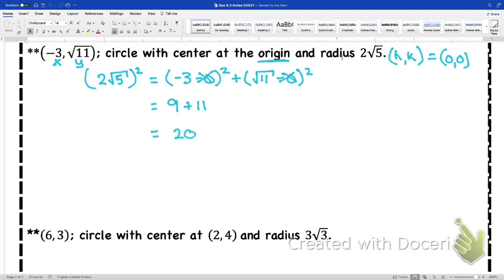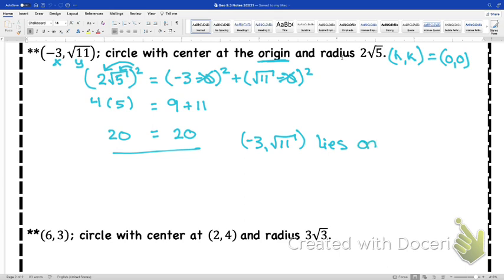So over here, we need to distribute the squared. So 4 times 5, which is 20. And you always need to leave it like this, 20 equals 20. So is it on the circle? Yes. So negative 3 square root of 11 lies on the circle. Why does it lie? Lying is not good. In this case, it is.